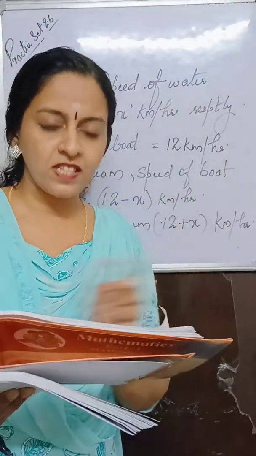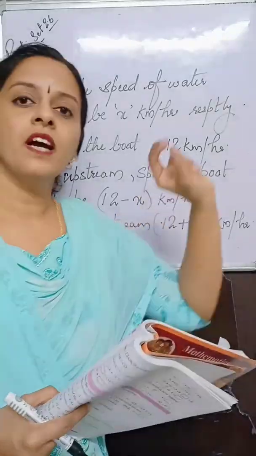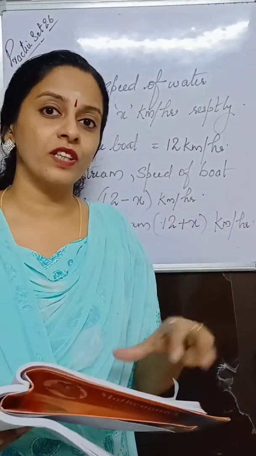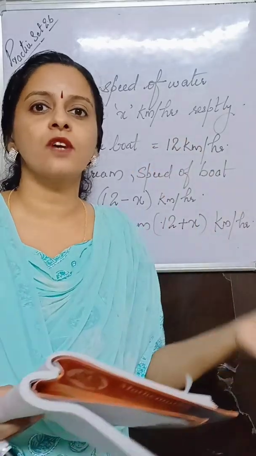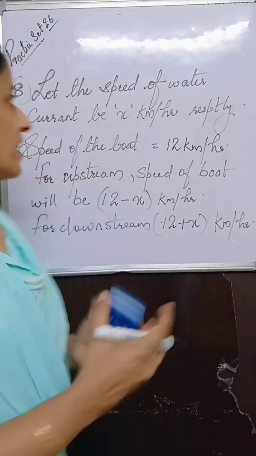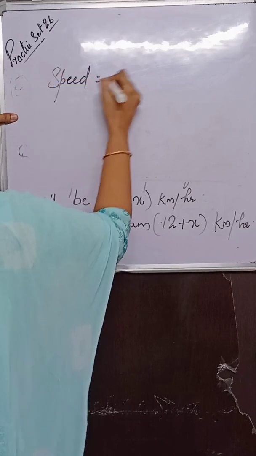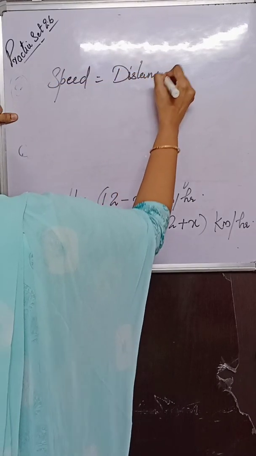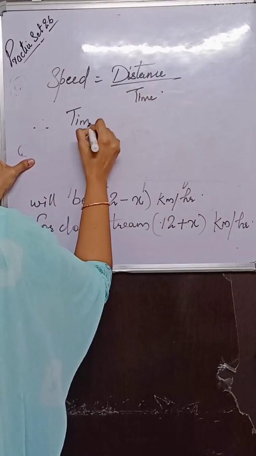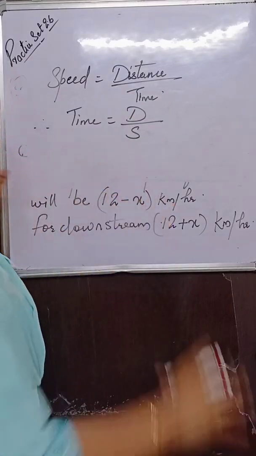Now, here in the first statement, as you can see, the total time for upstream and downstream taken by Pratik is 8 hours. So, this is the total time. So, we want the formula for time. We know that speed is equal to distance upon time. Let us get the formula for time. So, let me write. After this step, you will write speed is equal to distance upon time. Therefore, time is equal to distance upon speed.